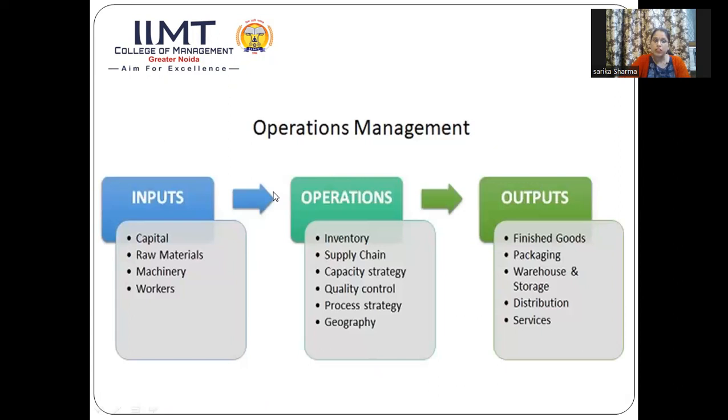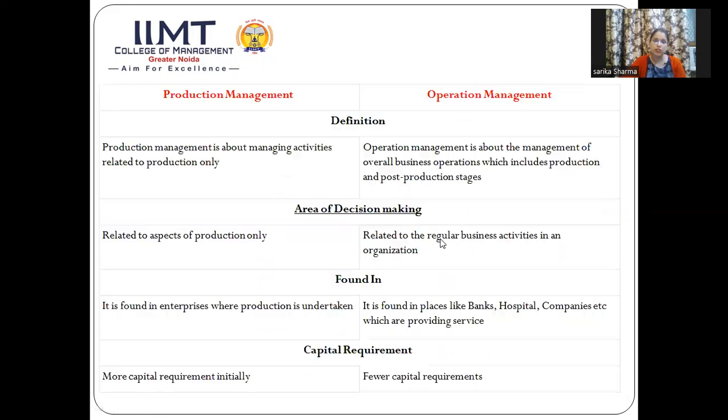In operation management, first come the inputs. In the inputs we can add capital, raw material, machinery, and workers, and then the input is converted into output. This process is called operations. In the operations we can add inventory, supply chain, capacity strategy, quality control, process strategies, and geography. In the output, finished goods, packing, warehouse and storage, distribution service; all activities related to production and supply to the customers come under operation management.